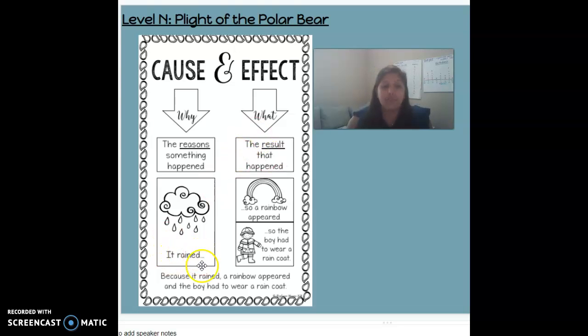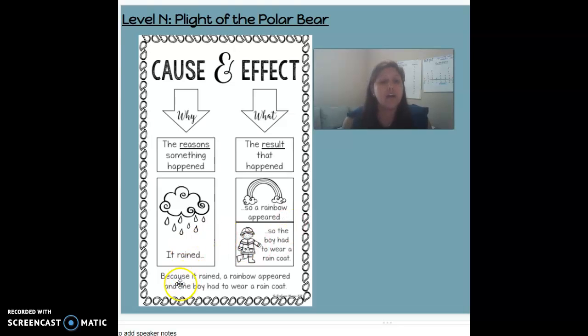It says it rained. Okay, that was the why, the reason something happened. It rained. Okay, what happened because it rained? Well, because it rained, a rainbow appeared. Now I want you to keep in mind, sometimes a cause can have multiple effects, just like this one, right? We can actually even add more to this one too if we wanted to.